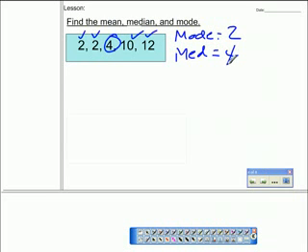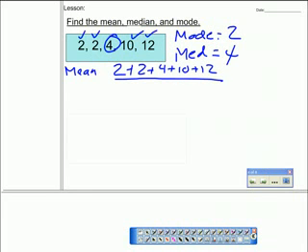All right, and the mean, how would I find that? Yep. Nope. 2 plus 4 plus 10 plus 12 divided by 5. That's 30 divided by 5, just 6.